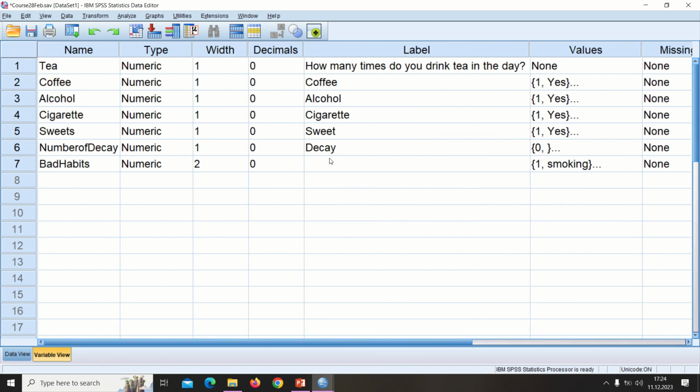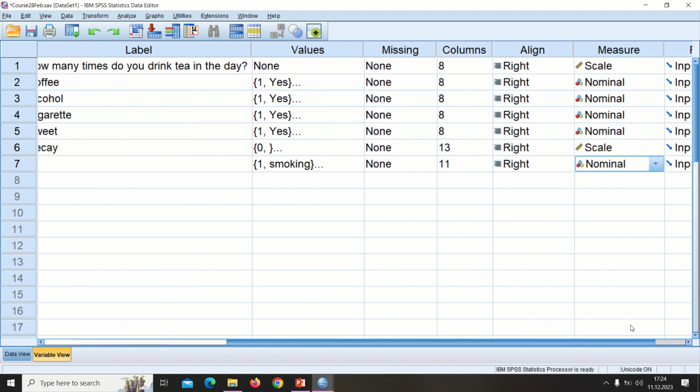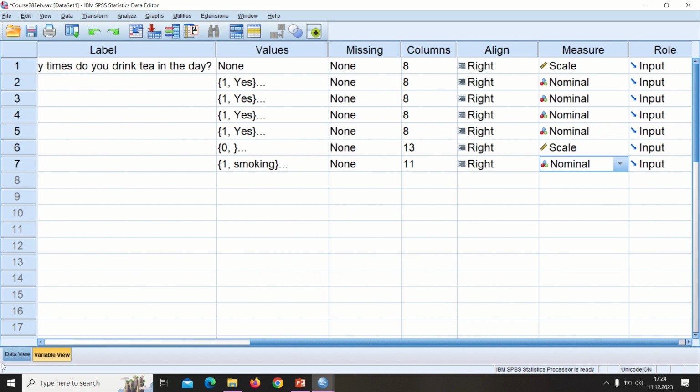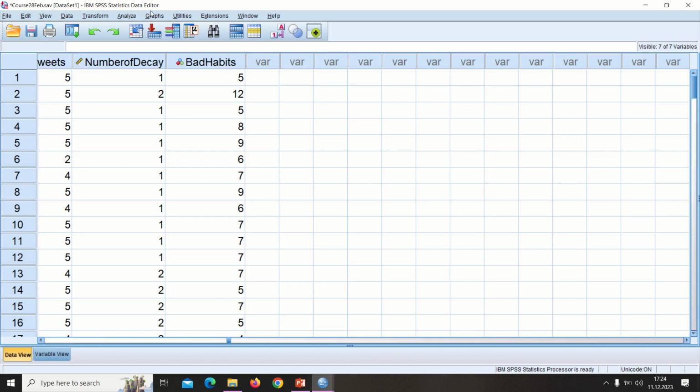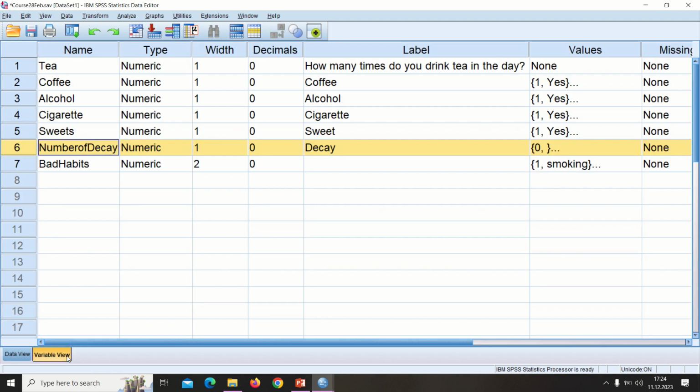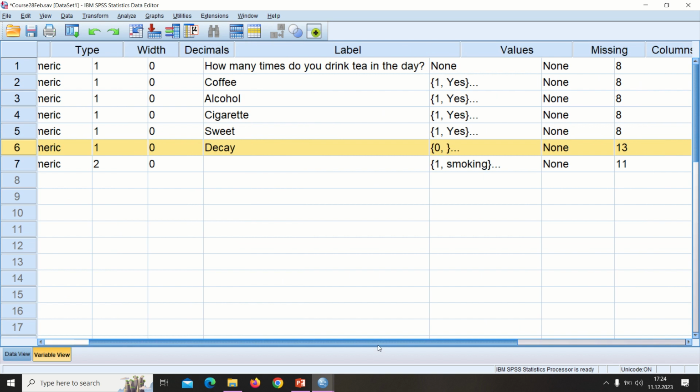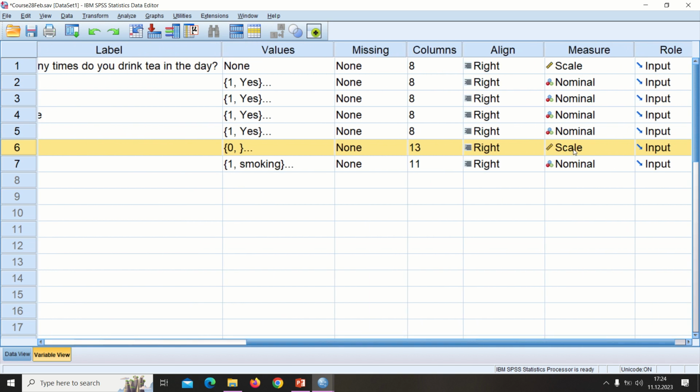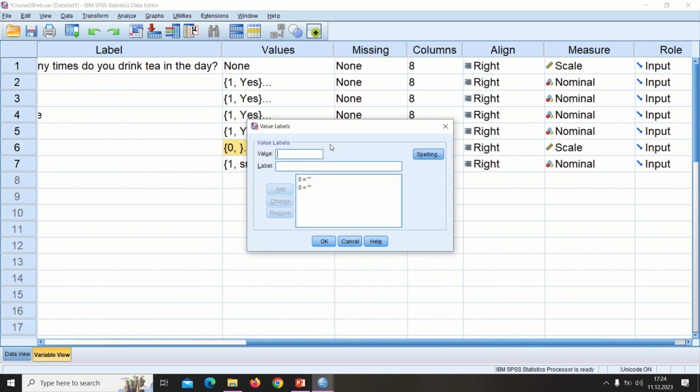And there's number of decay. It says there's values defined here, okay, and it says scale. Okay, so let's look what's happening here. Number of decay, it says 1, 2. It means the number of decays in a person's mouth, how many teeth have decay. So, okay, the numeric definition is okay here, the type. And here, definition of scale, it says scale, it's not grouped.